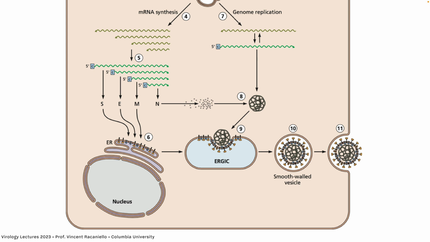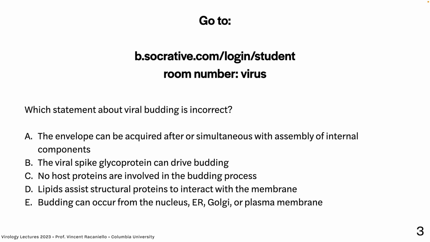This vesicle then, containing a complete coronavirus, moves to the cell surface. The outer membrane fuses with the plasma membrane, and that releases the particles. So coronaviruses do not bud from the plasma membrane. They bud into the ERGIC, and then they're transported up to the cell surface. Just so that you know, there are different ways to achieve the same end.